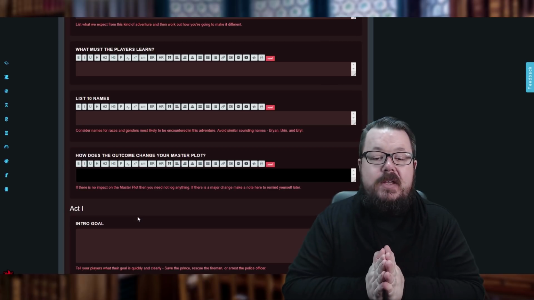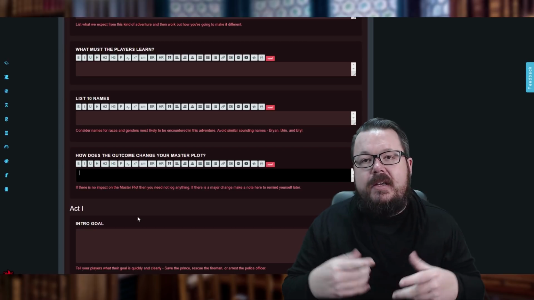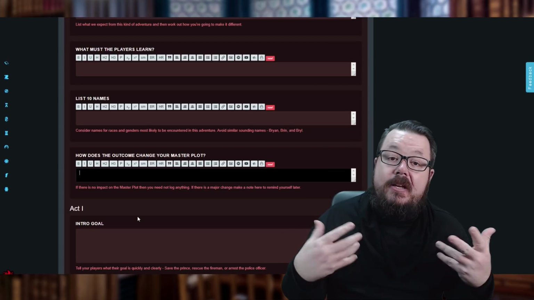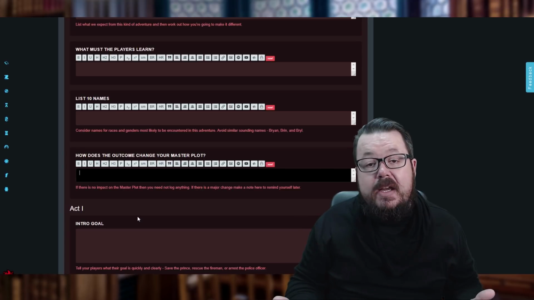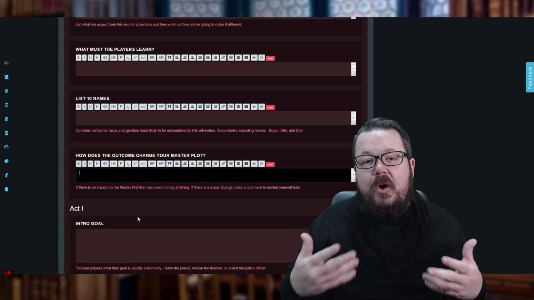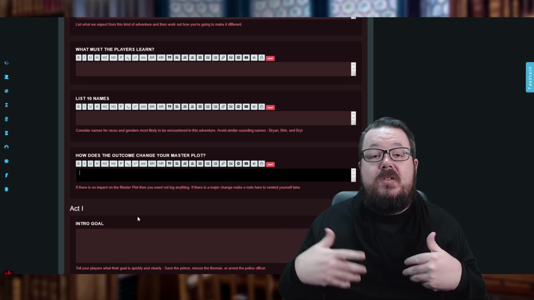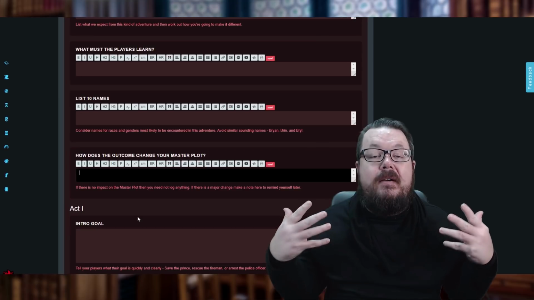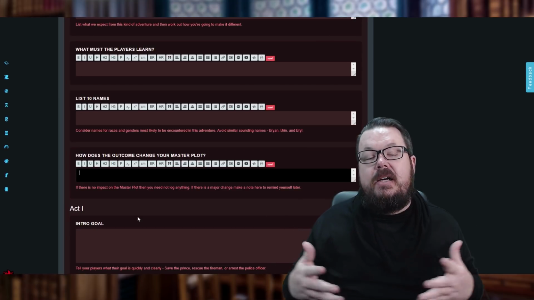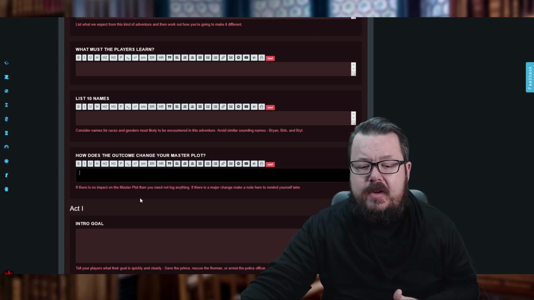Then, how does the outcome change our master plot? Does it? If it's related to the master plot and that sword was meant to be retrieved and the players didn't retrieve it, or they destroyed it, if it was delivering the bride and she died halfway along the way, what does that do to your master plot? Does it change its course slightly? Does it mean that it stays on course, or does the villain have to completely rethink their entire strategy? These are notes for yourself, obviously, that you can add in.